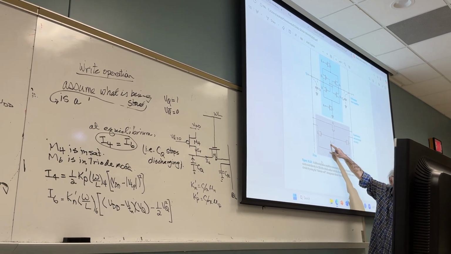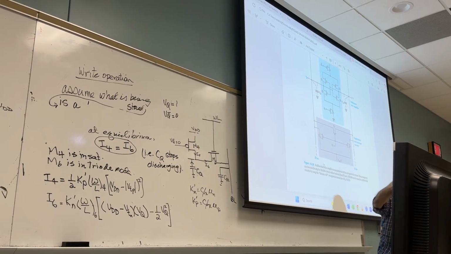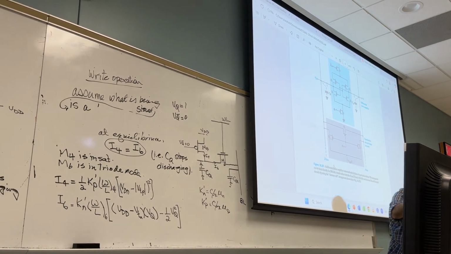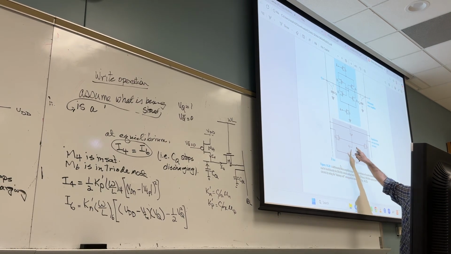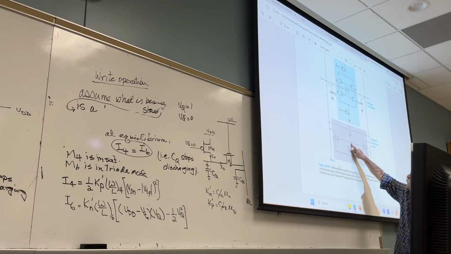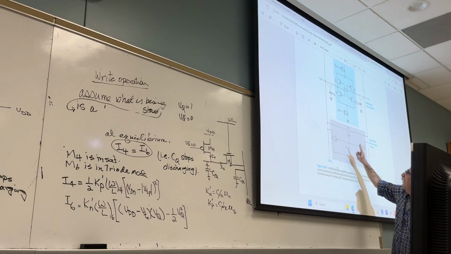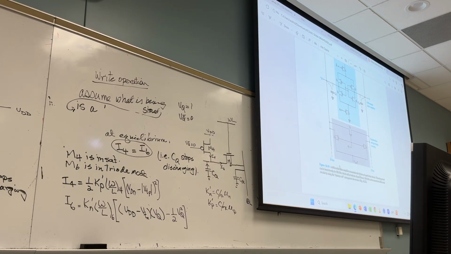You follow or not? That clock is only for what? Pre-charge. In other words, once the pre-charge is over, this clock becomes what? 0. Did you get it or not? So that this NMOS, this one and this one, stop what? Conducting. Clear?